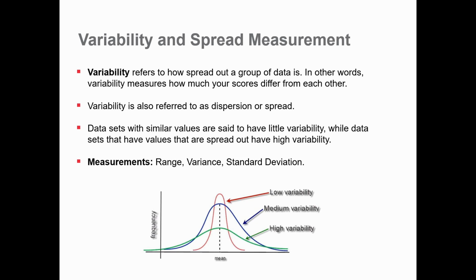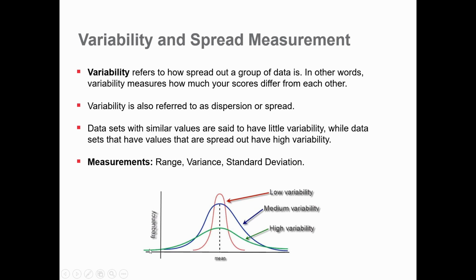Another thing is, if I want to measure the variability of the data, variability is nothing but measuring how dispersed your data is, how spread your data is. For that we have a few methods, which are range, variance, and standard deviation. As you can see in the graph, if the data is close to the mean, it is called low variability, and if the data is somewhat close to the mean, then it's called medium variability.